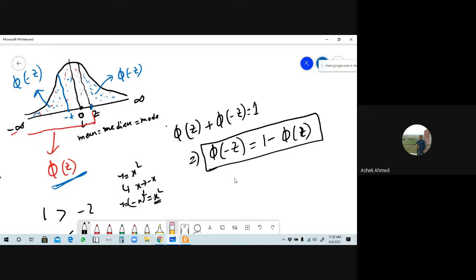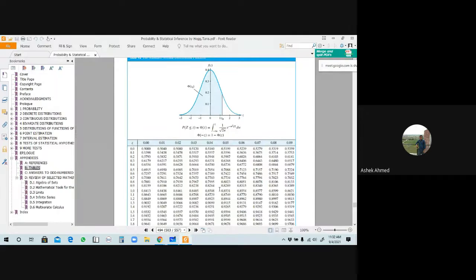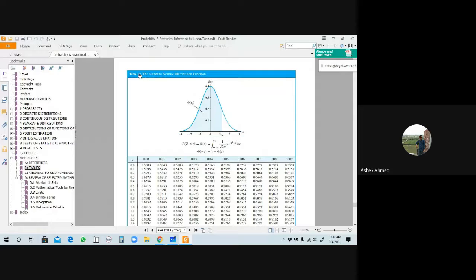Okay, yes sir. Now we will see the table here in your table. Okay, you have to remember that the position of Z is here, the right side of 0.